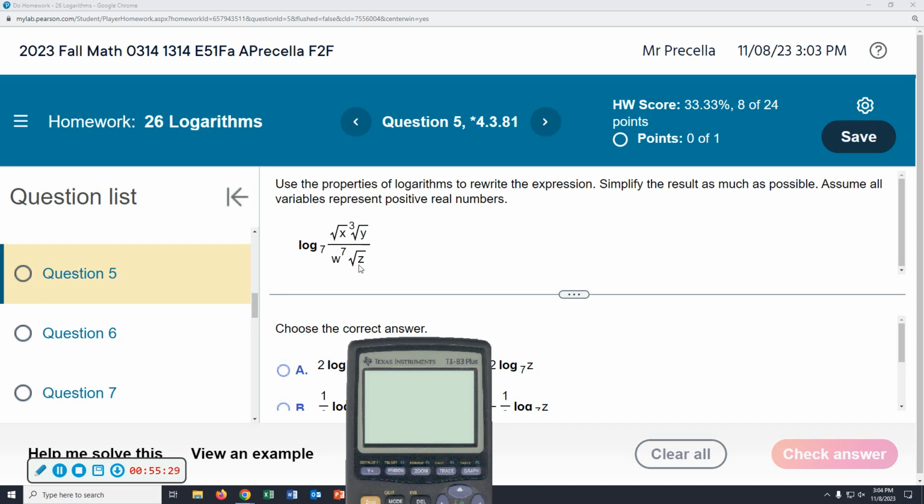Look down at the bottom. Is this a 7th root of z? Is that 7 right over the hook? No. So that's just a square root of z. But it's a cube root of y. And we have a w to the 7th, and then a square root of z.